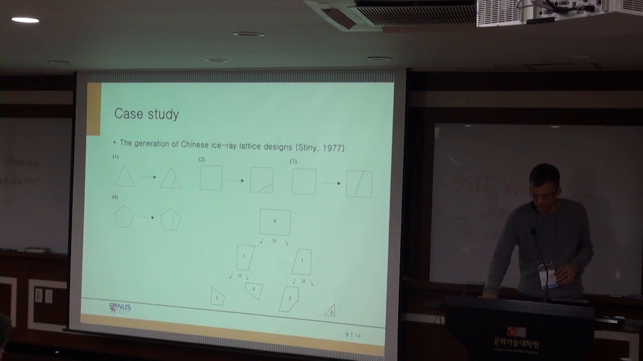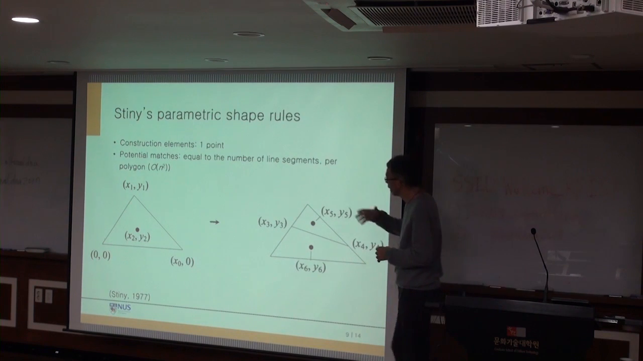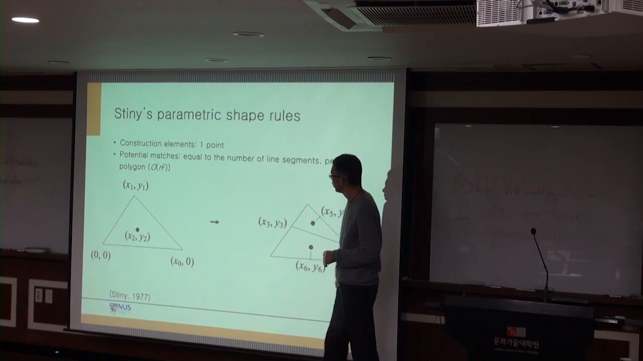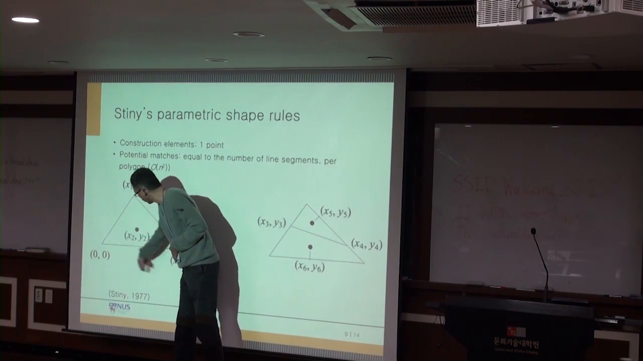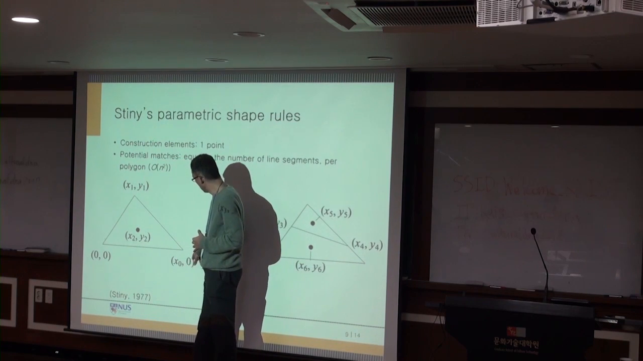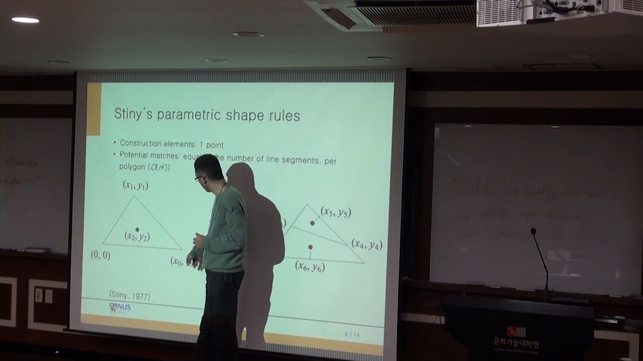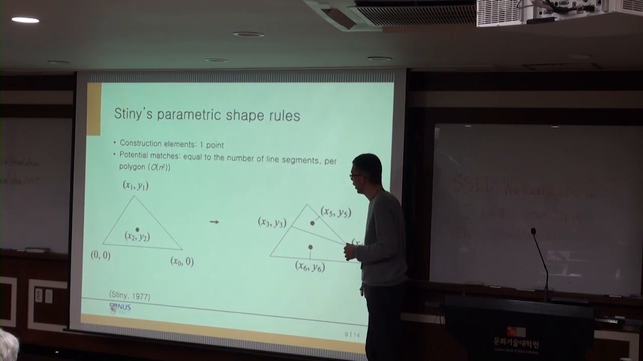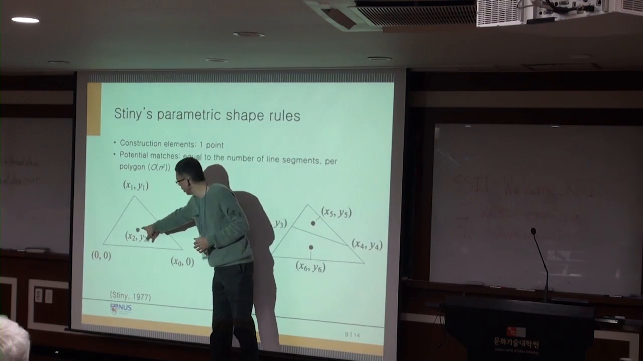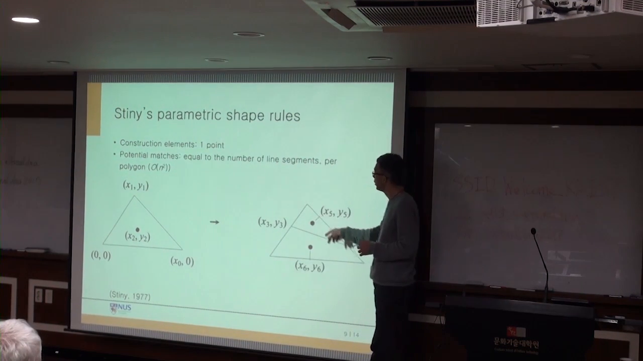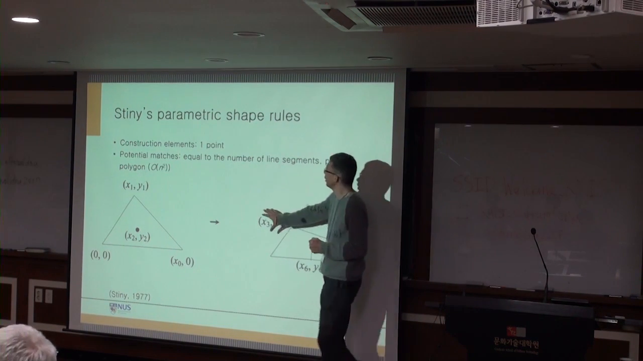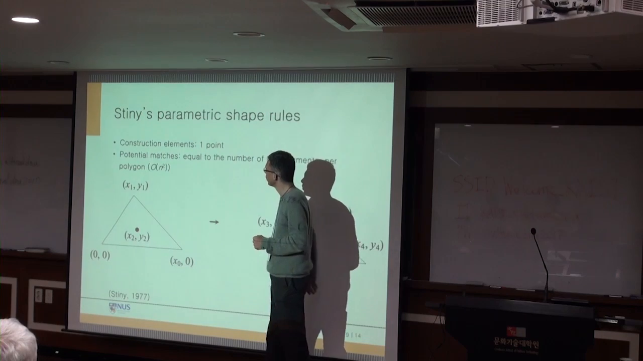But Stiny dealt with that. He explicated his parametric shape rules quite nicely. First of all, he added coordinates. So one point can be 0, 0, and then the other point has a variable x and 0, and then the third point has a variable x and a variable y. And he adds one construction element, a point, which is the center of gravity of the triangle, or just about it. And so it scores really well on the number of construction elements.